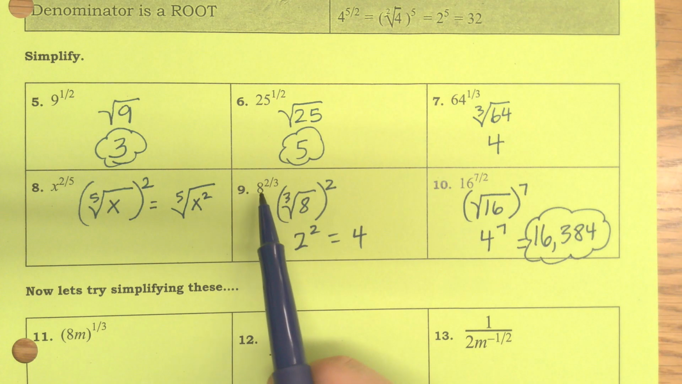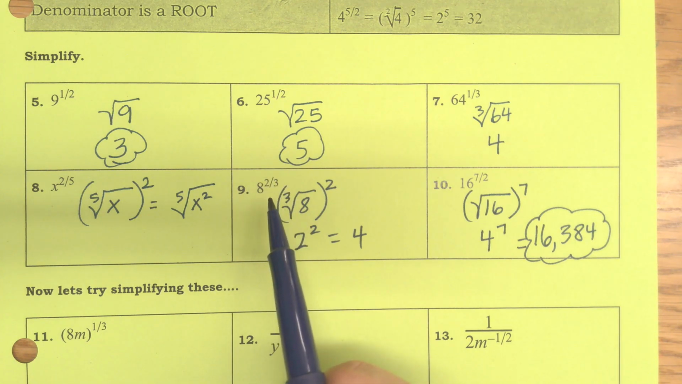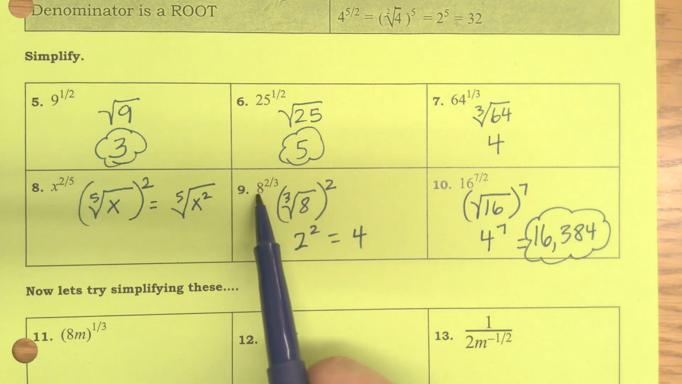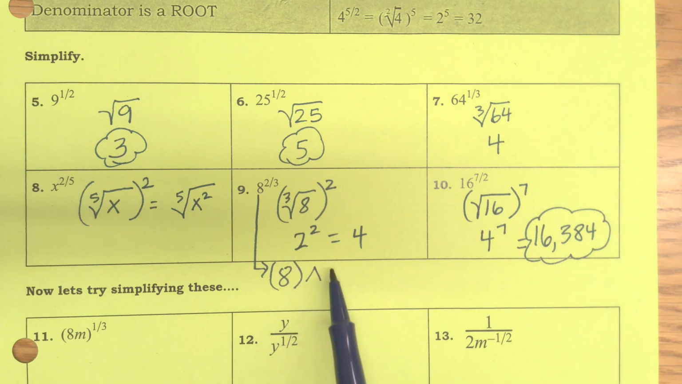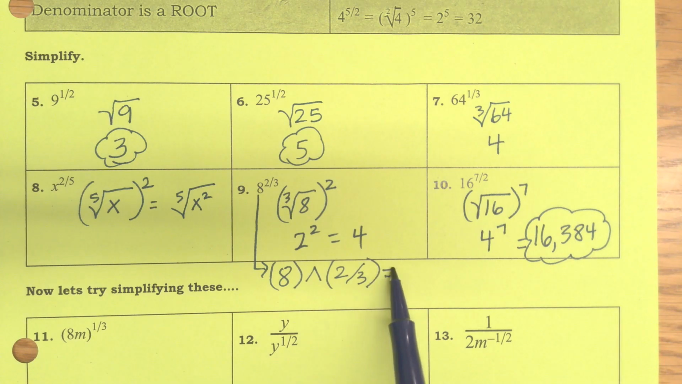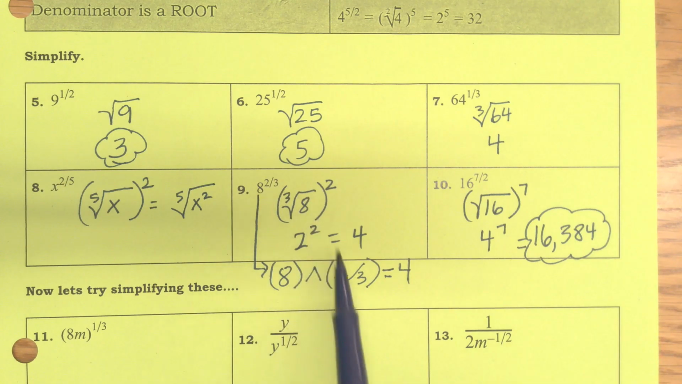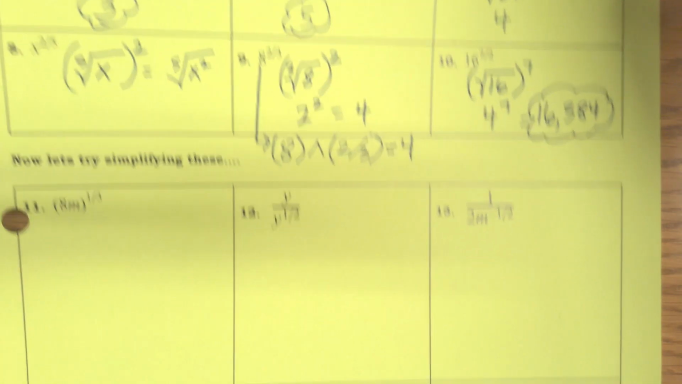Now, on any of these, if you feel comfortable, you can use your calculator to raise it to that power instead. So I could have just taken this problem here and done 8, put parentheses around it, caret, parentheses, 2/3 power, and you should get the exact same answer. So you could do either way depending on what you have available for you.